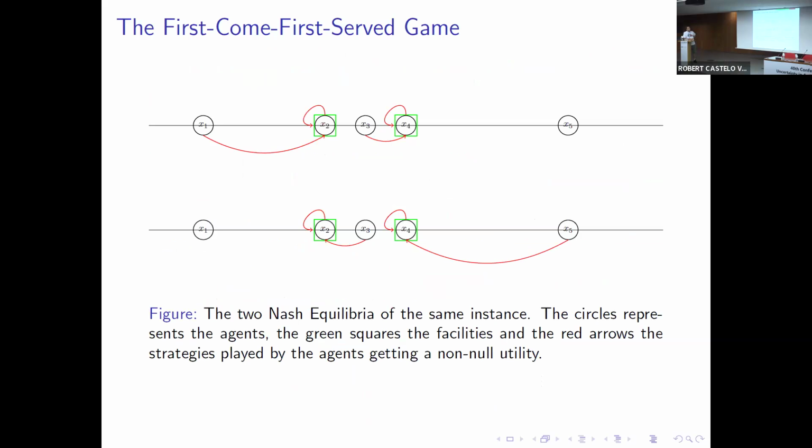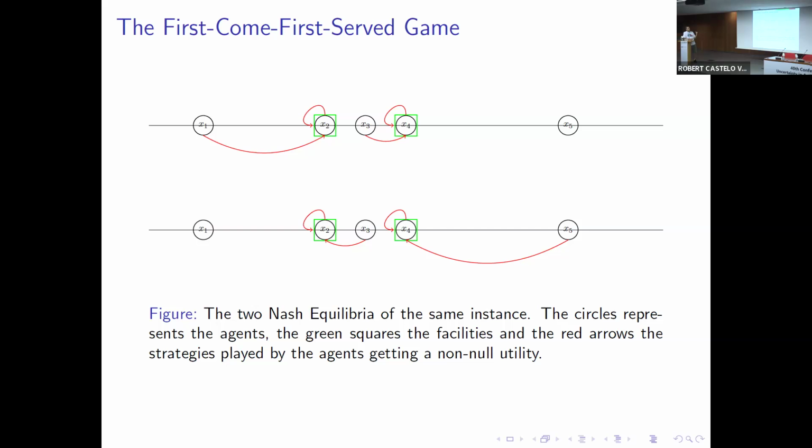So for example, we are opening two facilities, the green squares, and the red lines are basically the strategies of the agents that get accommodated. In this case, you see that agent X3, which is the one in the middle, is equidistant from both the facilities. So depending on where it goes, agent X1 or agent X5 gets accommodated, because it does not depend only on who you are closer to, but also on what the other agents do. So this is important because you can see the same position, same instance, but different equilibria, and more importantly, different utilities for different agents.